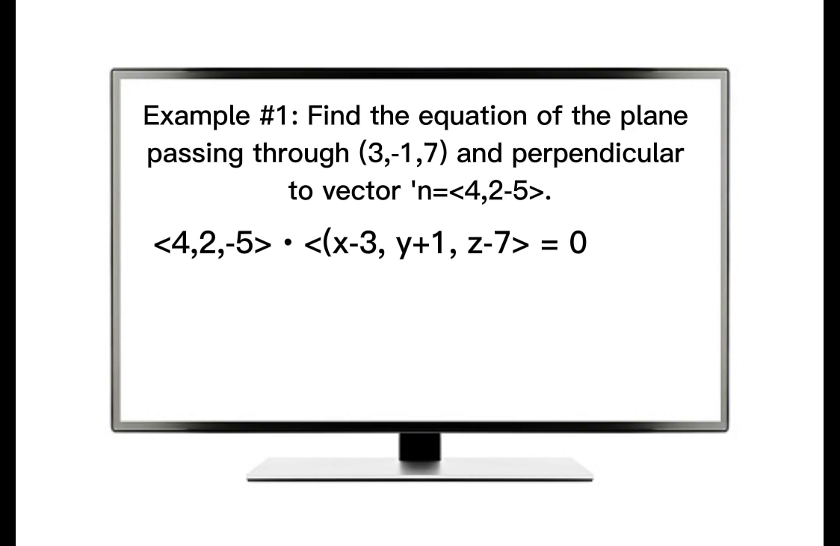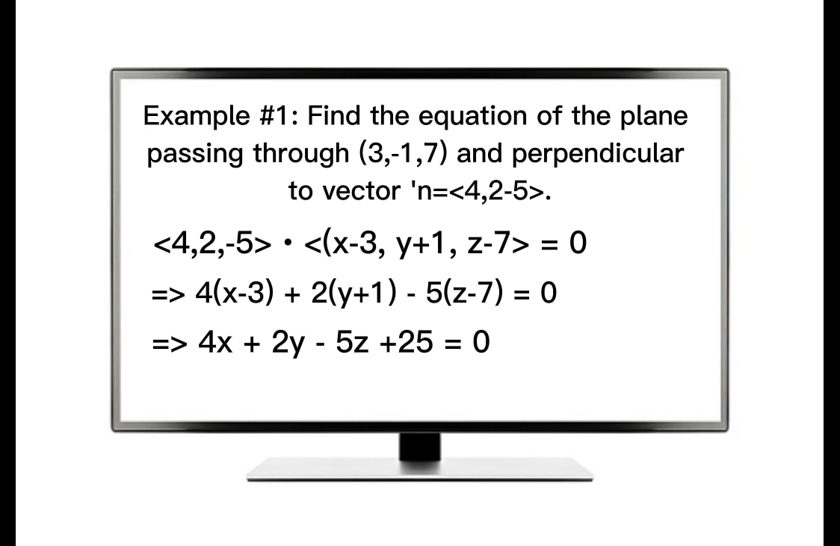Another way, you might express this as 4 times x minus 3 plus 2 times y plus 1 minus 5 times z minus 7 equals 0. This is the scalar equation of our plane. Like I said, the last way that people do it is they multiply everything out. If you did that, you would get 4x plus 2y minus 5z plus 25 is equal to 0. This form is called the linear equation of the plane.